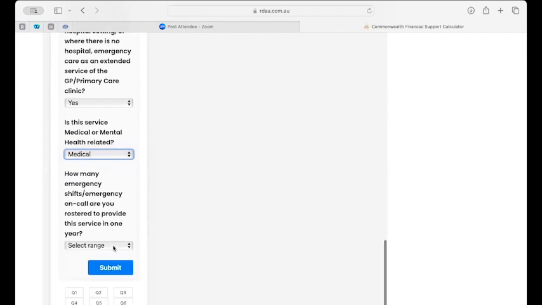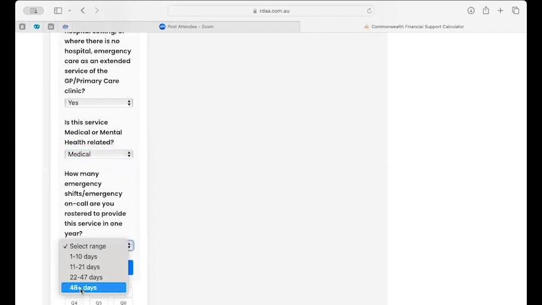Do you do emergency? Now, for procedural grants, there's 2 types of emergency care. You can do medical or mental health or both, and that will be adjusted based on your answers. And how many shifts do you do? So we're saying they'll do 1 day a week in emergency.